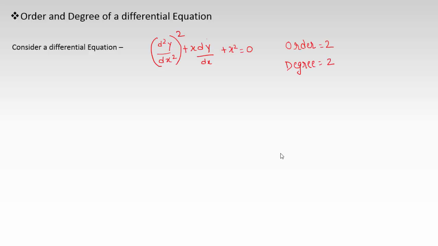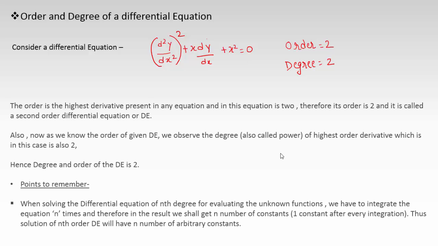So let's proceed. What are the order and degree of a differential equation? Consider a differential equation like this: (d2y by dx square) whole square plus x dy by dx plus x square equal to 0. Now we see that the order is 2 and the degree is 2 for this equation. Why? The order is the highest derivative present in any equation, and in this equation it is 2. So the order is simply 2.